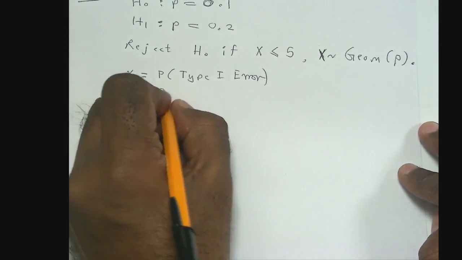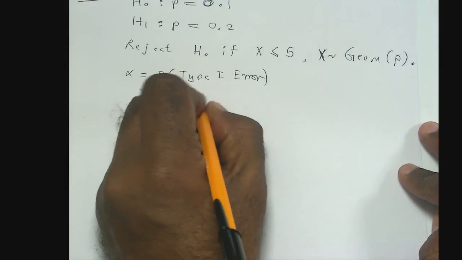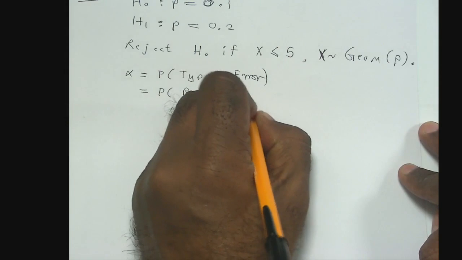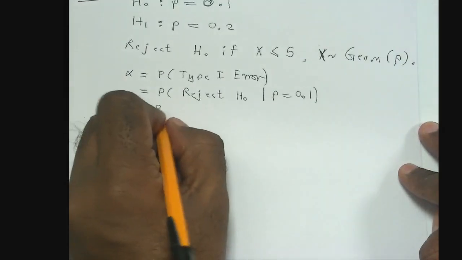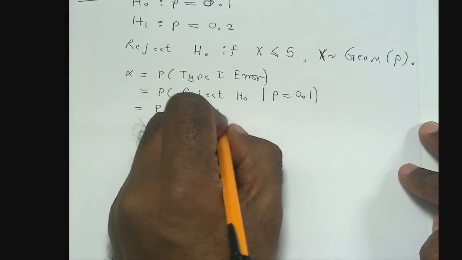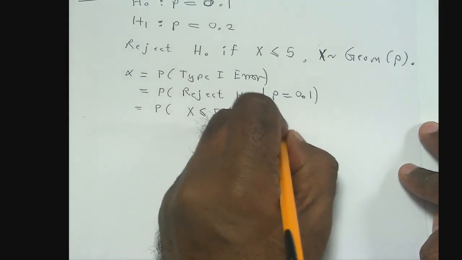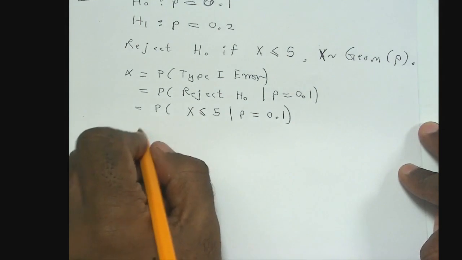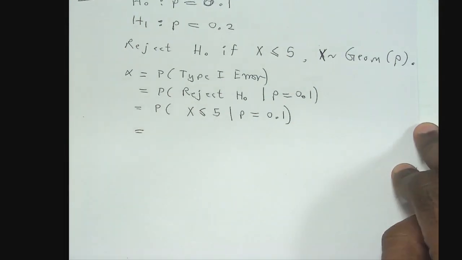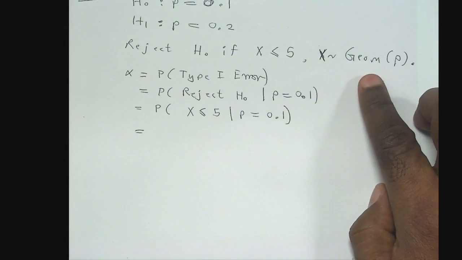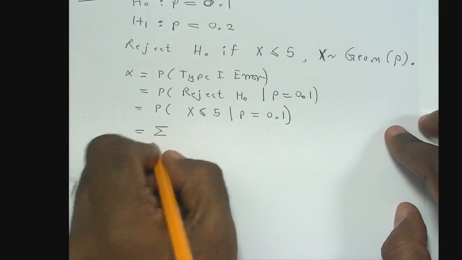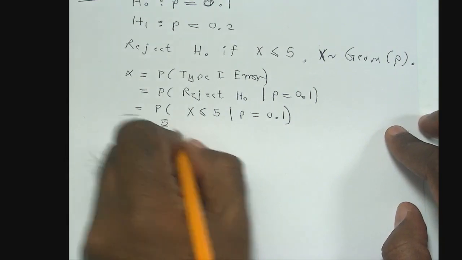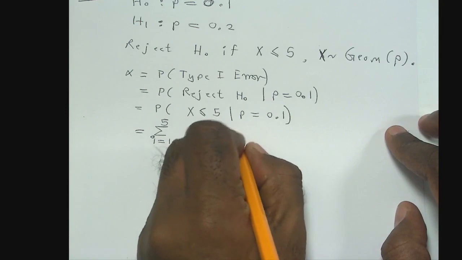So alpha is the probability that we reject the null hypothesis when it is true. In other words, the probability that x is less than or equal to 5 when p is 0.1. Now, if x is less than or equal to 5, we can take the values 1, 2, 3, 4, or 5, because remember, the geometric variable is only defined from 1 to infinity. So this is the sum from i equals 1 to 5 of the probability that x equals i.